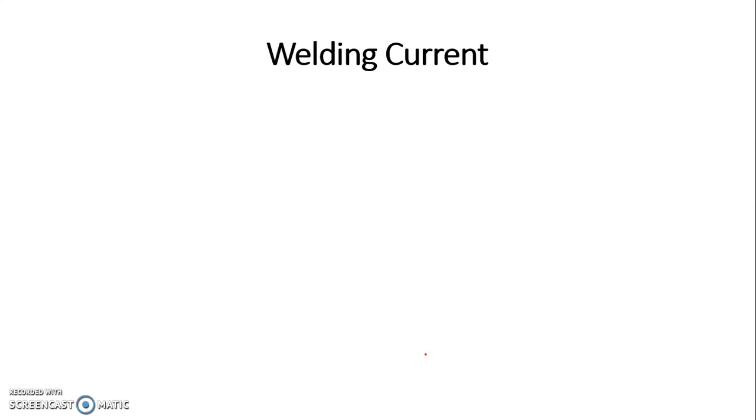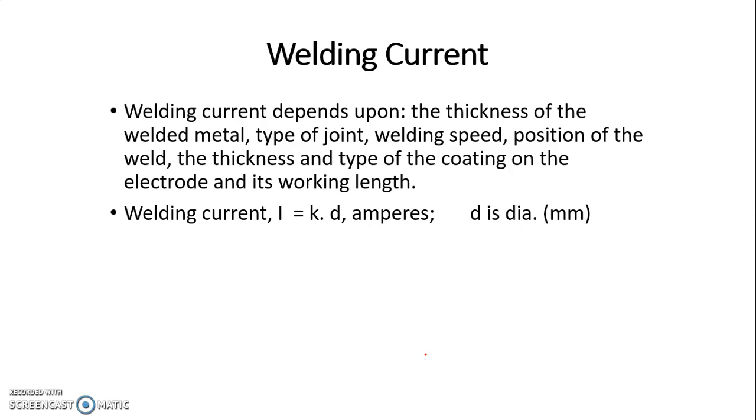Welding currents. The magnitude of welding current depends upon the thickness of the welded material, type of joint, welding speed, position of the weld, the thickness and type of coating on the electrode, and its working length, which is the arc length. It depends on these parameters.